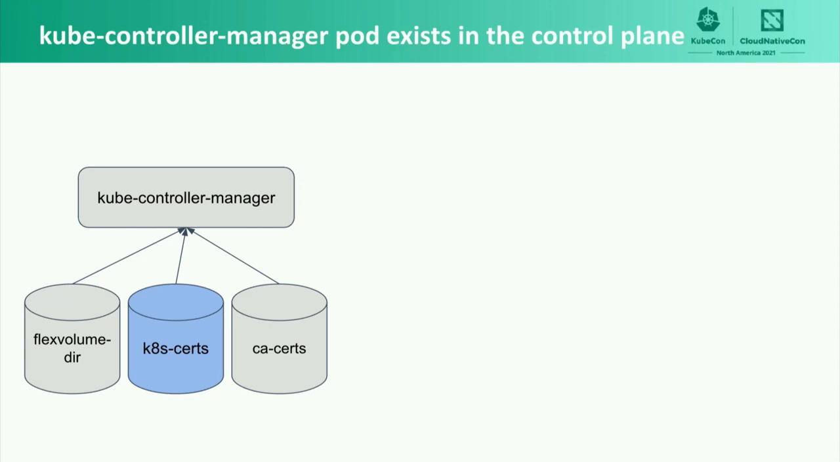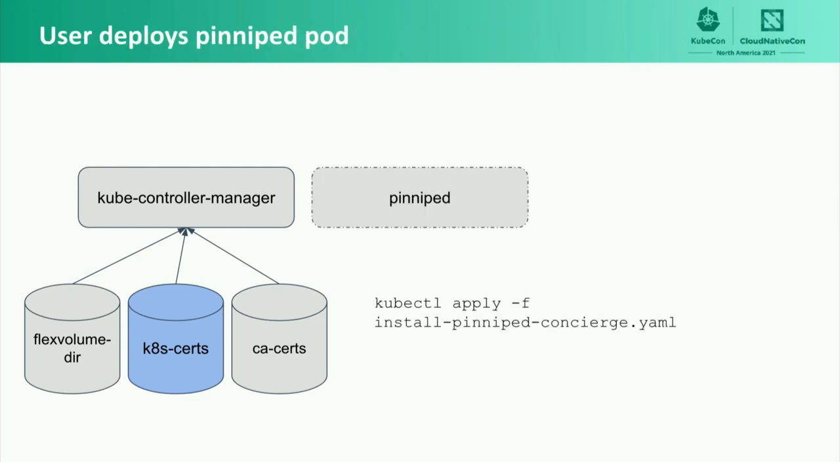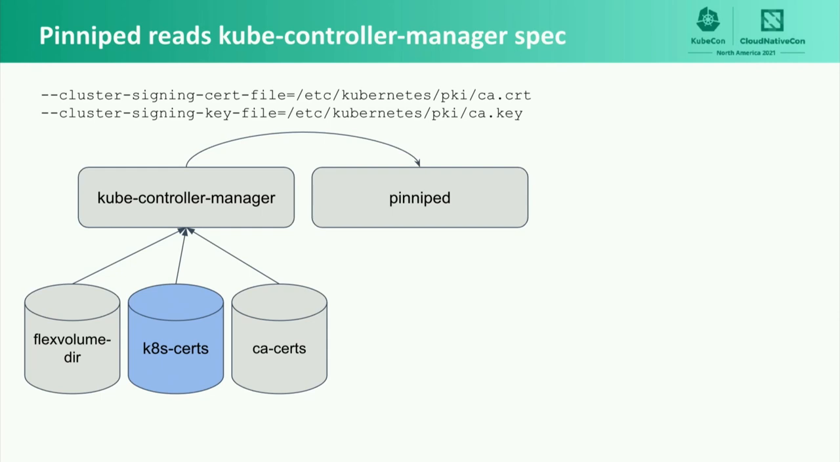When you deploy your cluster, it's created with at least one kube controller manager pod. That pod has some volumes mounted, including one that includes the cluster signing key pair, in this case, the one called K8s certs highlighted in blue. A user can deploy Pinniped or anything else using the same trick.